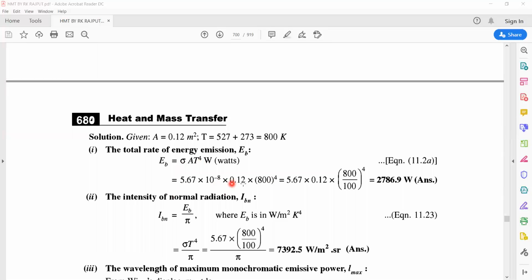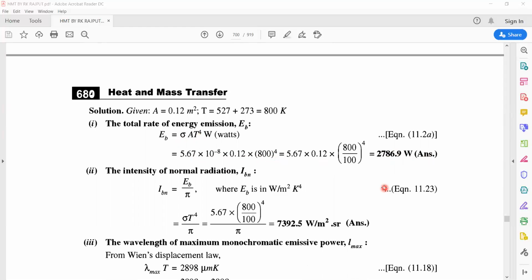Substitute all the values. The Stefan-Boltzmann constant is 5.67 into 10 to the power minus 8, the area is 0.12, and the absolute temperature in kelvins is 800 to the power 4. After solving, you'll get the answer as 2786.9 watts. So this is the value of the total rate of energy emission.